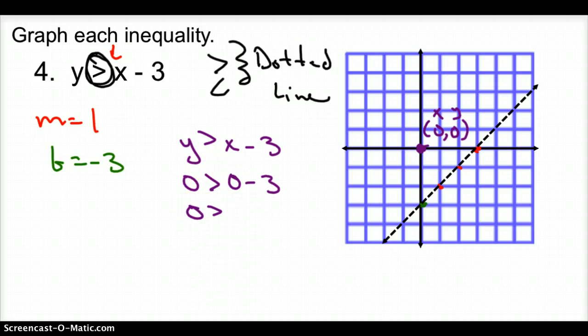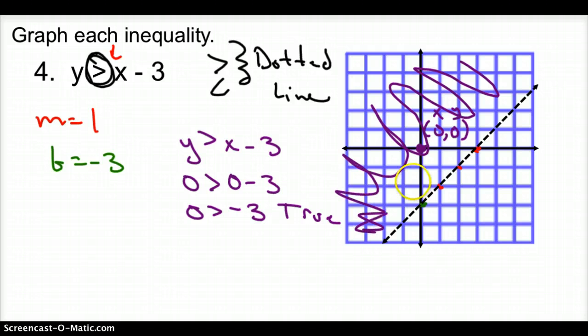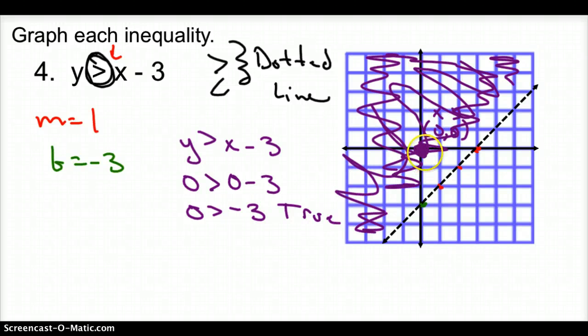So is 0 greater than negative 3? Ask yourself that question. Yes, it is true. We want to shade the side where it is true. So yes, 0 is greater than negative 3. So we are going to shade above the line because we picked this point, 0, 0. We plugged it in. Since it was true, we're going to shade where it was true. If it was false, we wouldn't shade over here. We would shade on the other side.